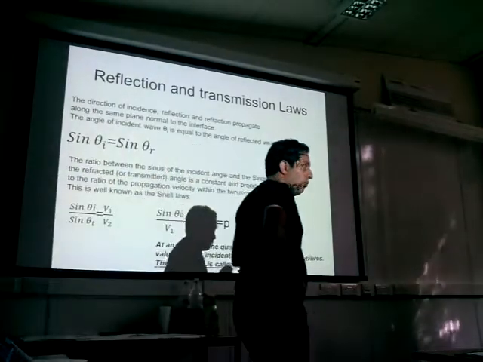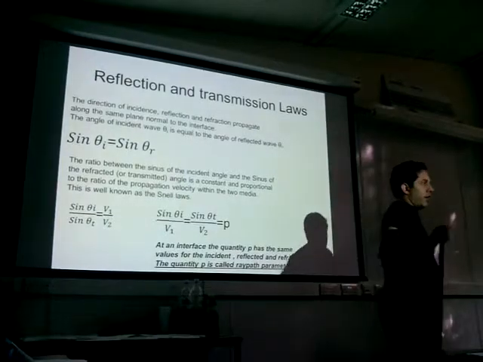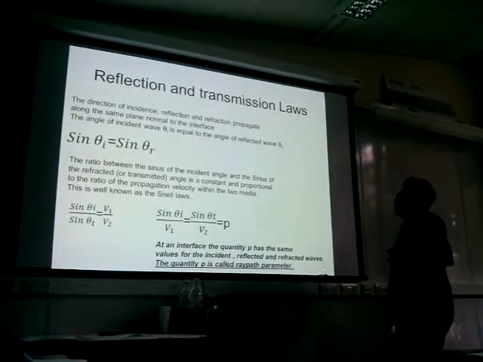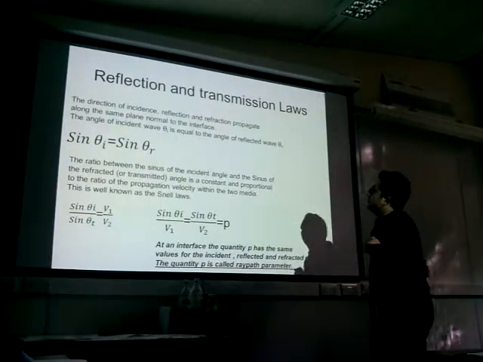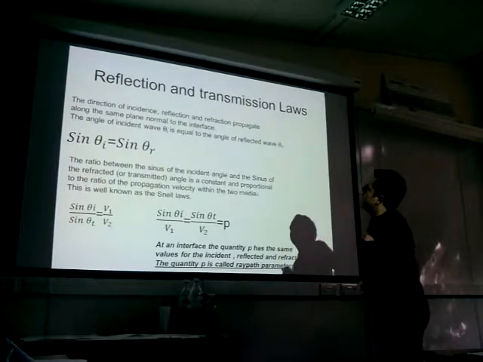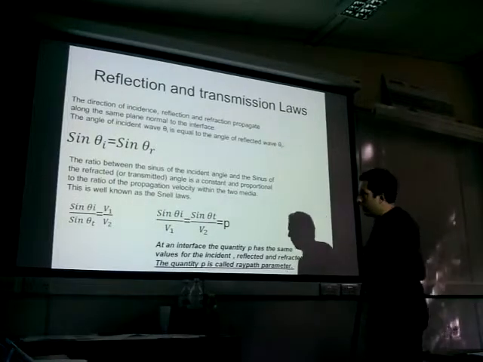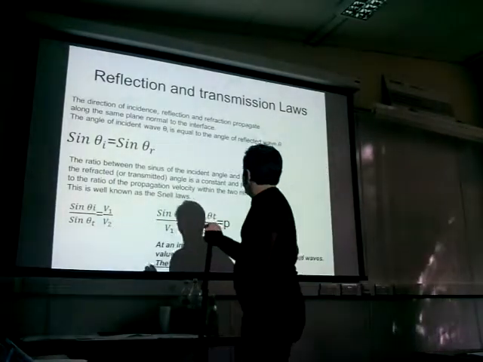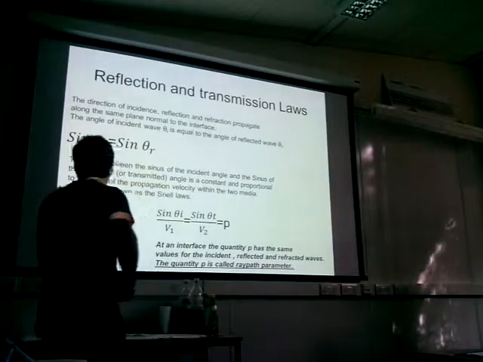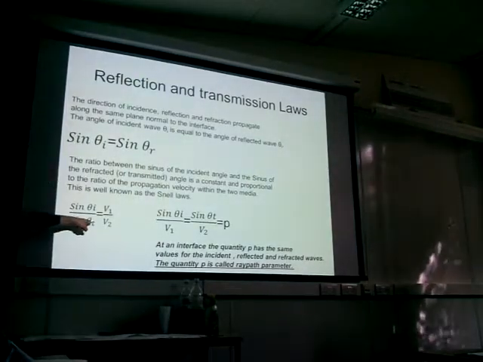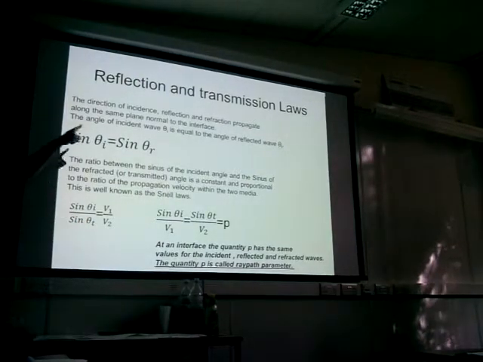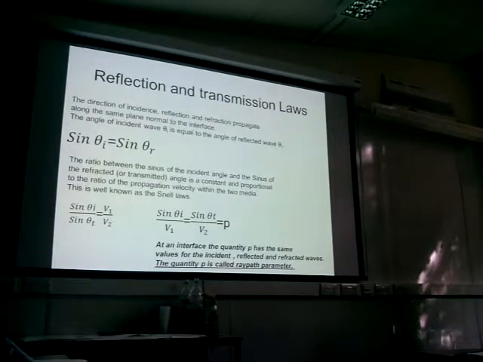That's the first law that you need to fix in your mind. If you are in a reflection, the sine of the angle of the incident wave is equal to the sine of the angle of the reflected wave. The ratio between the sine of the incident angle and the sine of the refracted or transmitted angle, which I call T to avoid confusion with the reflected, is proportional to the ratio of propagation velocity within the two media. And this is called Snell's law.